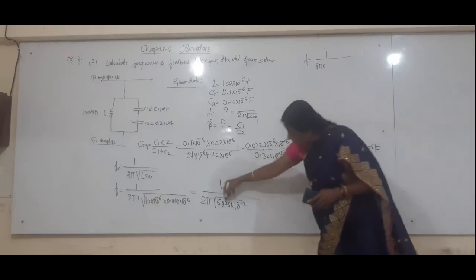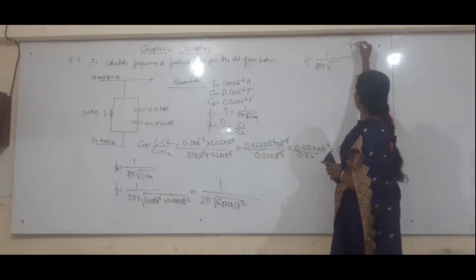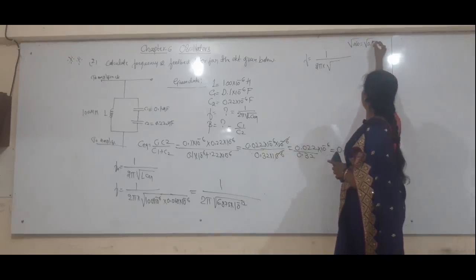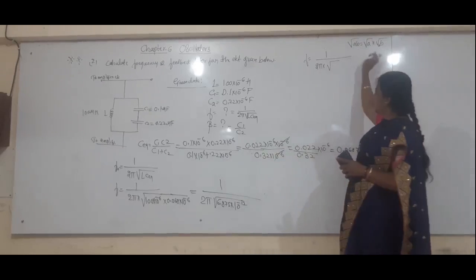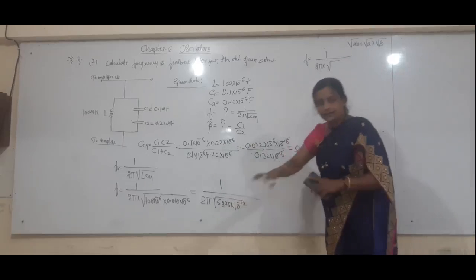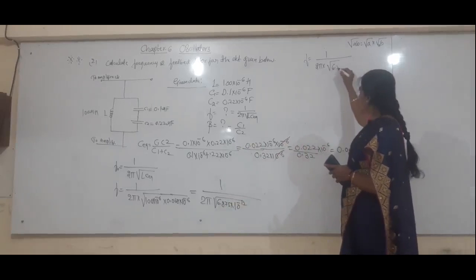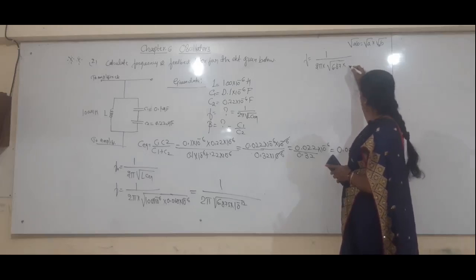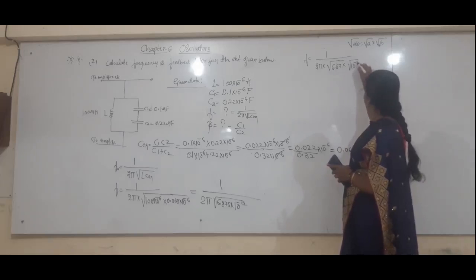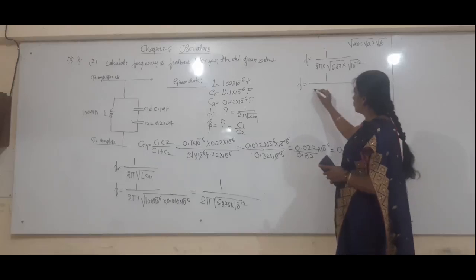I can split these two terms here. Root of AB is equal to root A into root B. Like that I am separating here. So the entire root can now be split into two roots: root of 6.875 into root of 10 raised to minus 12. So that the problem becomes simpler to solve.